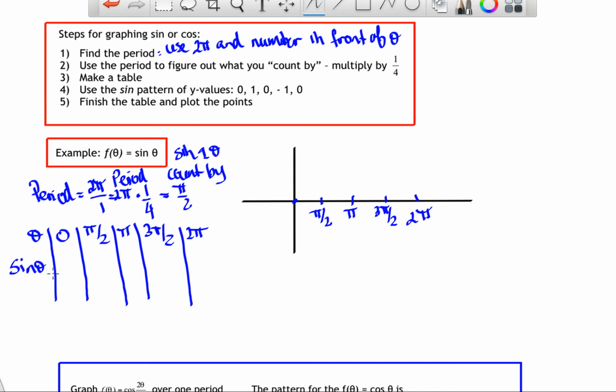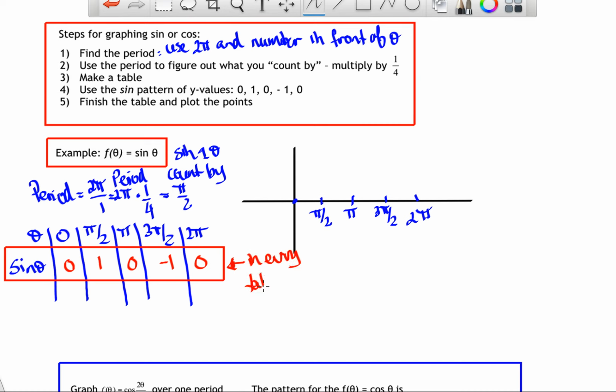And then what goes in this particular spot over here? This is the pattern of the sine. Now once you've figured out your count bys and the period, you shouldn't have to worry about it anymore. What I mean by that is that the sine starts at 0, then goes to 1, back to 0, down to -1, and then back to 0. This should be in every table that you make for a sine or a cosine.